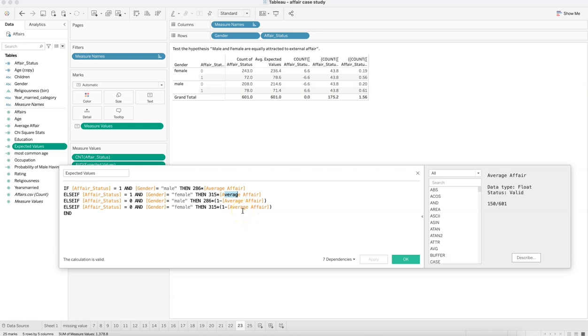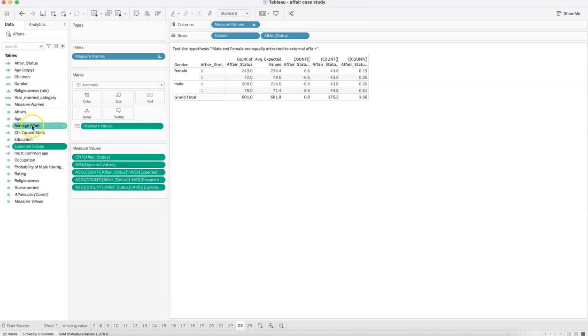This is required for calculation of chi-square statistics, and I suggest if you don't know, you read a little bit about that and come back to this calculation, and that will make sense. So first you bring the average affair, then you bring the expected values. That means based on the average of this population, the actual value is 243. However, the expectation is that 236 should come, which is very near, right?